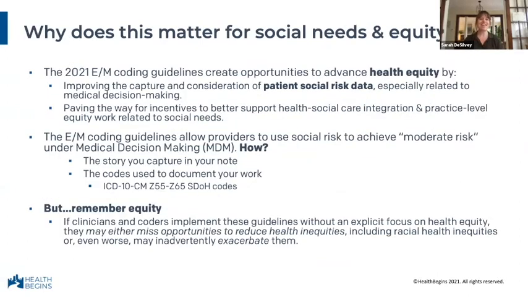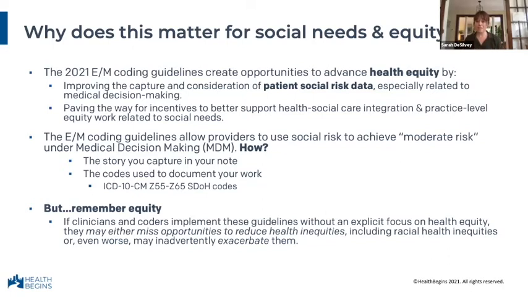Next slide. So the guidelines can create opportunities to advance health equity, like seriously, by improving the capture and consideration of patient social risk data, especially related to medical decision-making. This paves the way for incentives to better support health and social care integration, because this is literally a very clear incentive, and practice-level equity work related to social needs. It's really important to talk about how this happens. So the E&M coding guidelines allow providers to use social risk to achieve these moderate risk levels through MDM, but there's really two pathways here.